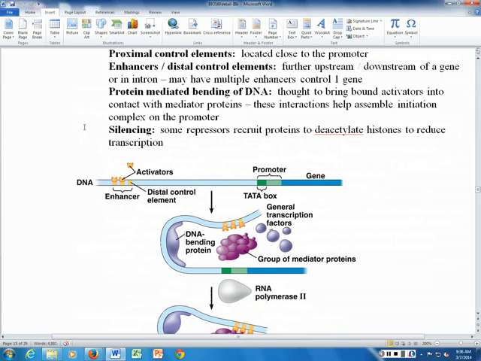So when we silence a gene, that's a repressor that's going to involve additional proteins to deacetylate the histones to reduce transcription. You can also bend DNA. If you bend the DNA, it brings these mediator proteins together to allow regulation for turning the genes on and off.